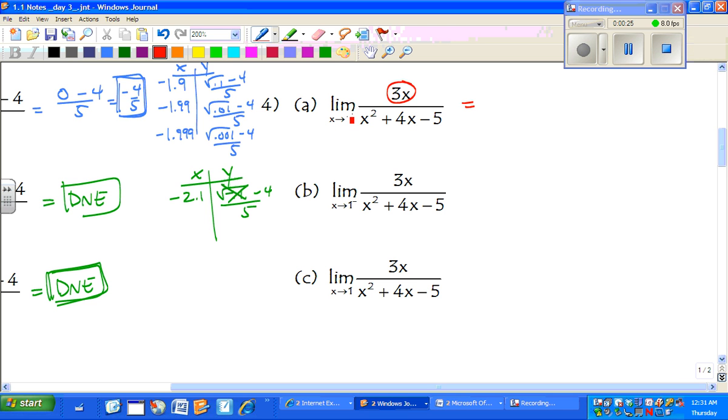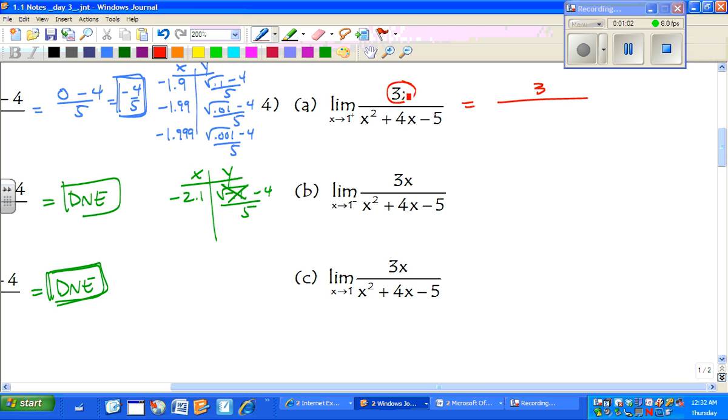As x approaches 1 from the right, so we're going to have a number that's bigger than 1. So like 1.1. If we put that in here, 3 times 1.1 is 3.3. Let's say we get closer, 1.01. Put that in here, we get 3.03. 1.001, we get 3.003. So we can tell, we don't have to write the table down, but we can tell that we're getting closer and closer to 3 for this part alone. So the limit of that part is 3.